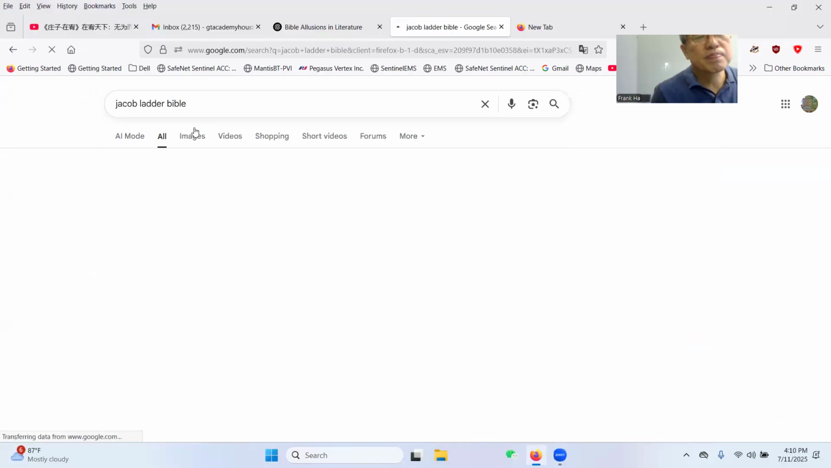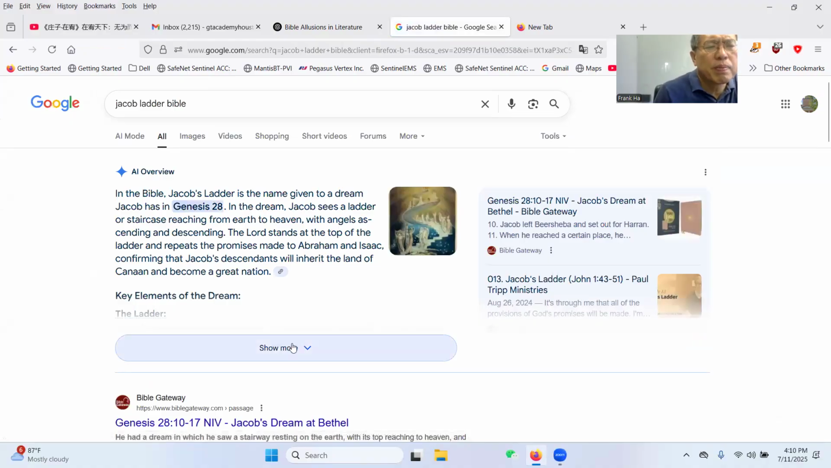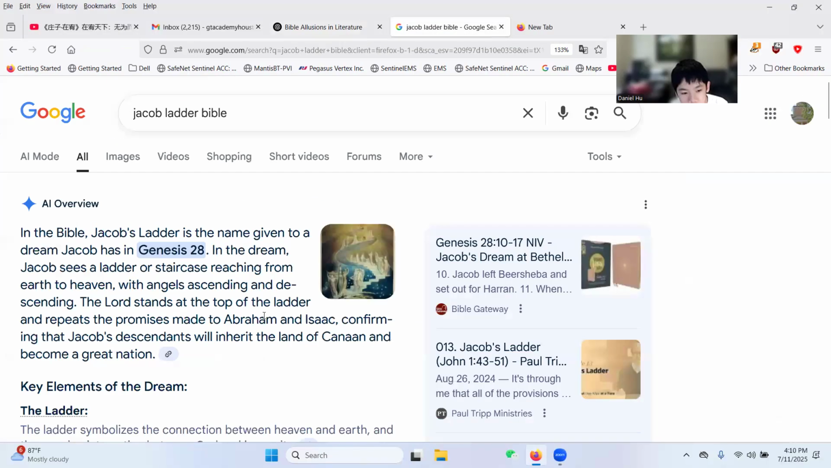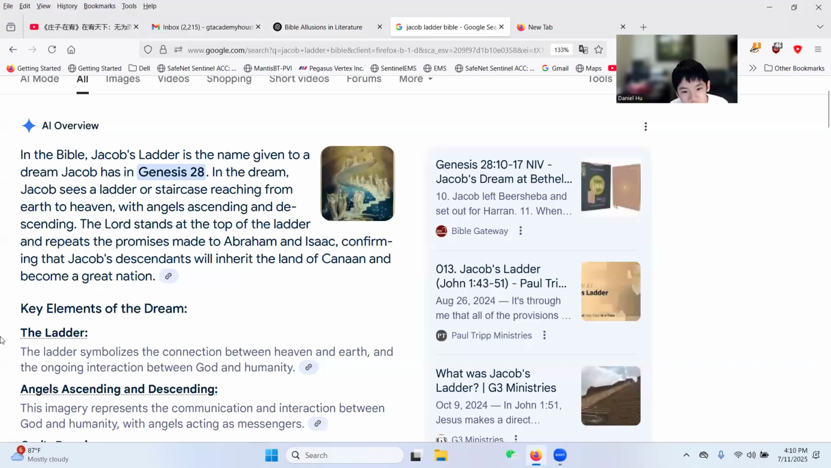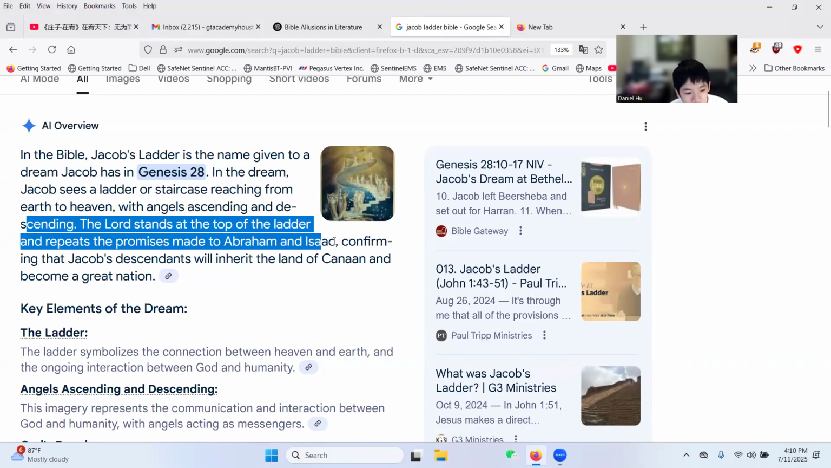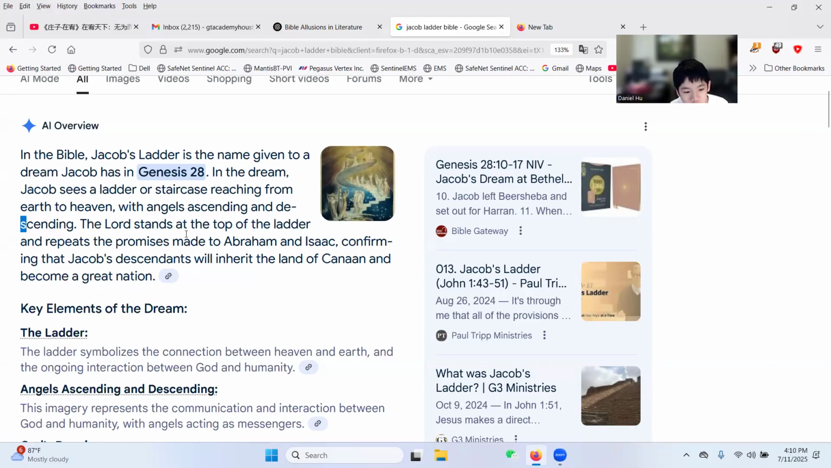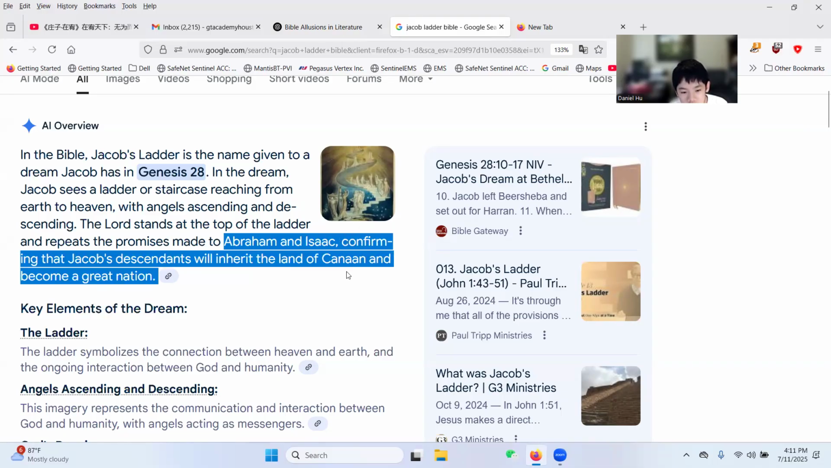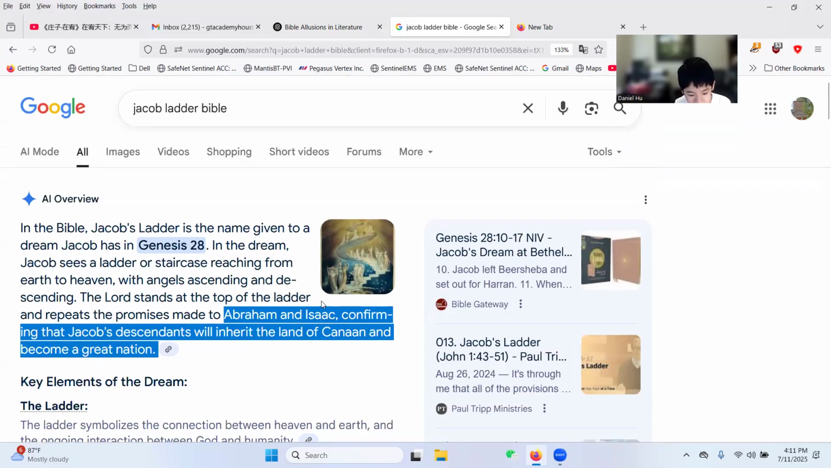From the Bible. Homework. Now you read for me. Go. In the Bible, Jacob's ladder is the name given to a dream Jacob has in Genesis 28. In the dream, Jacob sees a ladder or staircase reaching from earth to heaven with angels ascending and descending. The Lord stands at the top of the ladder and repeats the promises made to Abraham and Isaac, confirming that Jacob's descendants will inherit the land of Canaan and become a great nation.